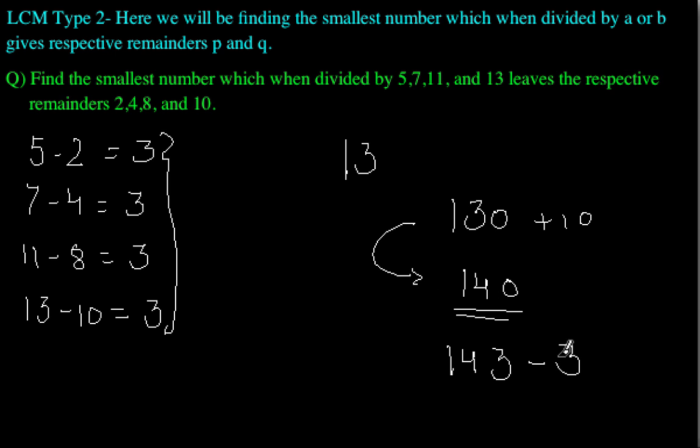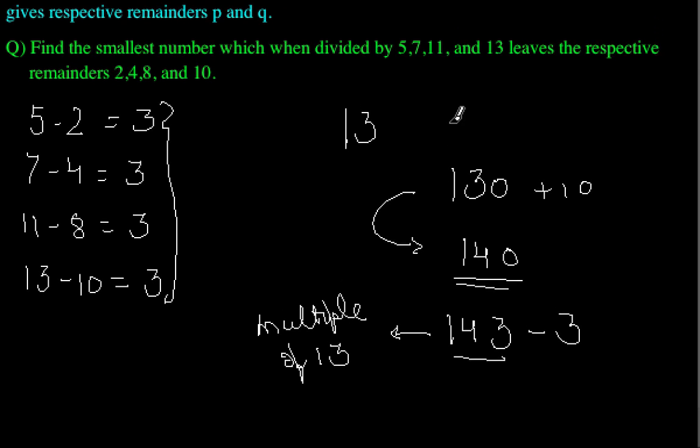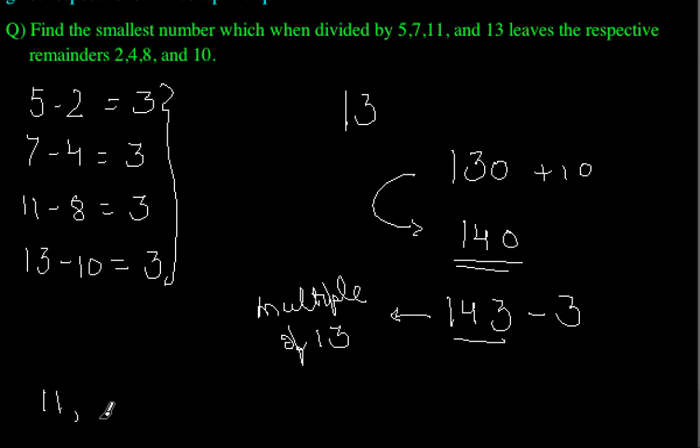where 143 is a multiple of 13. Similarly if we look at the case of 11, let's take 110. Now we have a remainder of 8 here. So 110 with remainder 8 would be 118. Now if 118 is divided by 11, we get a remainder of 8. So 118 could also be obtained as 121 minus 3.